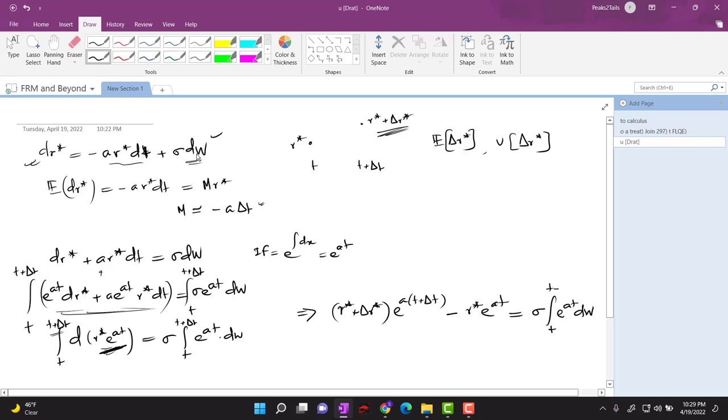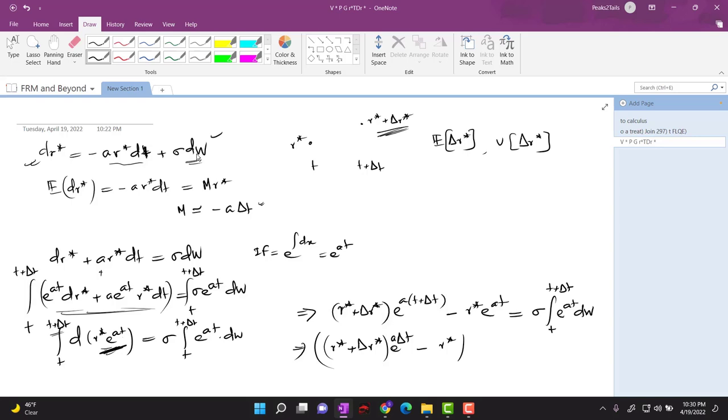Okay, now we can take e to the power at common. So this is (R star plus delta R star) e to the power a delta t, minus R star, whole into e to the power at, that is equal to this integral, sigma e to the power at dW from t to t plus delta t. Okay.